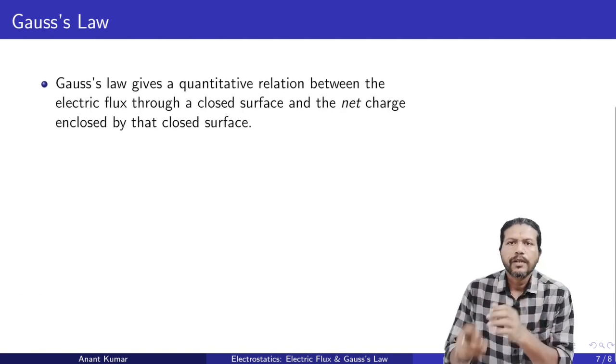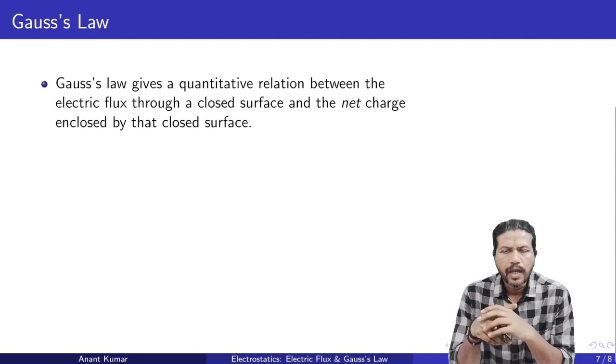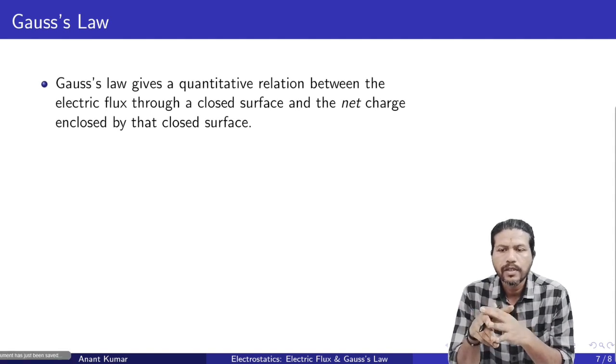Now with this particular idea of the flux, by knowing that flux is nothing but the surface integral of the electric field, we can now look at the Gauss law. It turns out Gauss law is a law which actually gives a quantitative relation between the electric flux through a closed surface and the net charge which is enclosed by that closed surface.